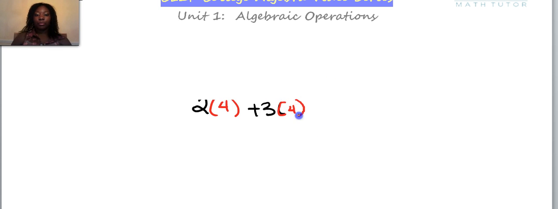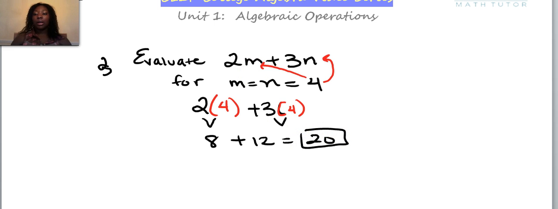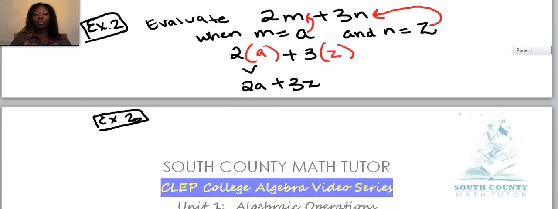So wherever you see n, you're going to plug in 4. Wherever you see m, you're going to plug in 4. Okay, so they just happen to be the same. 2 times 4 plus 3 times 4. Okay, and then simplify. 2 times 4 is 8. 3 times 4 is 12. So your answer is 20. Okay, so that is how we evaluate.